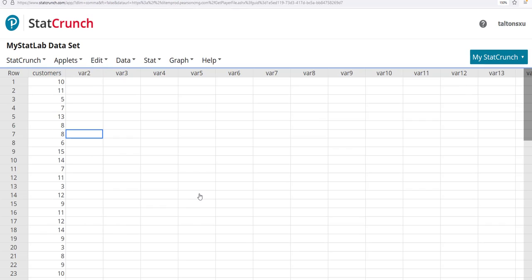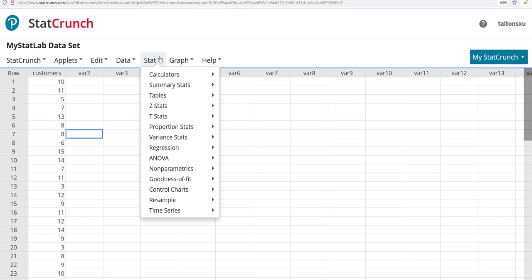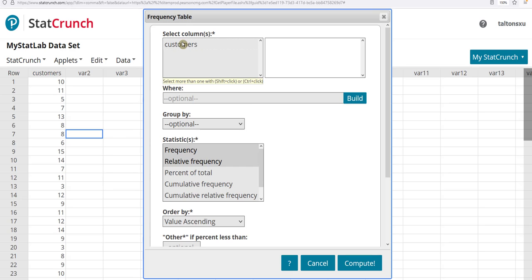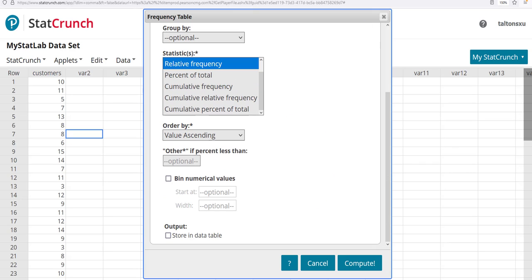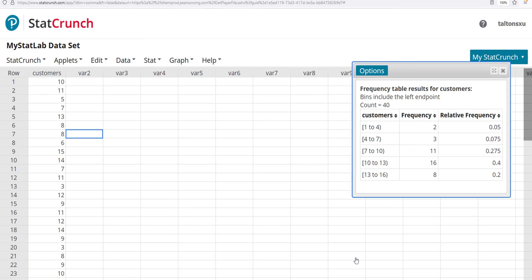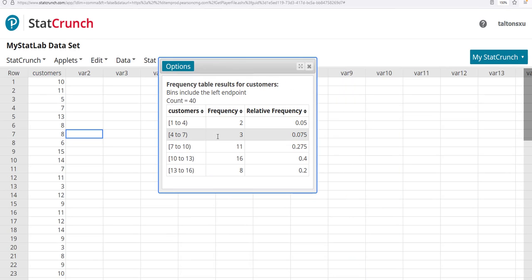So to do this over here in StatCrunch, you're going to go to Stat, Tables, Frequency. I'm going to click on Customers. I'm going to highlight Frequency and Relative Frequency. And then I am going to scroll down and it's going to say bin. I'm going to start at number 1 because that was the lowest class limit. And the width is 3. And then I'm going to hit compute. And as you can see, I get my frequency and my relative frequency.